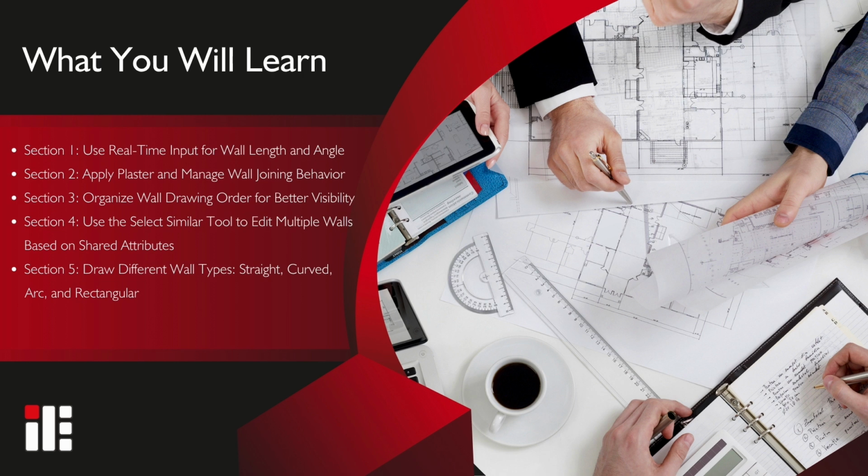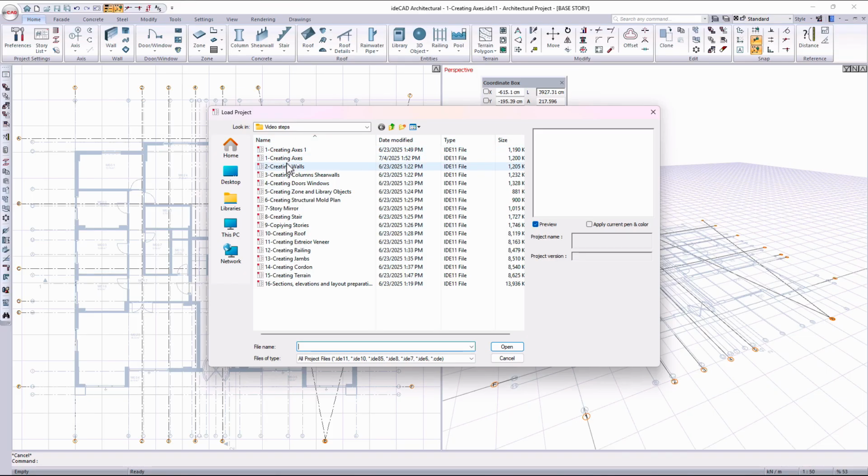command. We'll cover all wall types, including straight, curved, arc, and rectangular walls, and demonstrate how to use the select similar command for quick editing based on shared properties. By the end of this video, you'll be able to model and manage walls with precision and efficiency for any architectural project. We can now move on to the wall command.